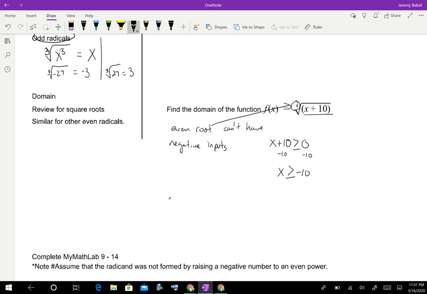If we're talking about odd roots, say, for example, if it was the third root of x plus 10, well, in this case, we can take the third root of a negative. So we don't have that same restriction that the x plus 10 has to be greater than 0. So the domain in this case would be all real numbers.